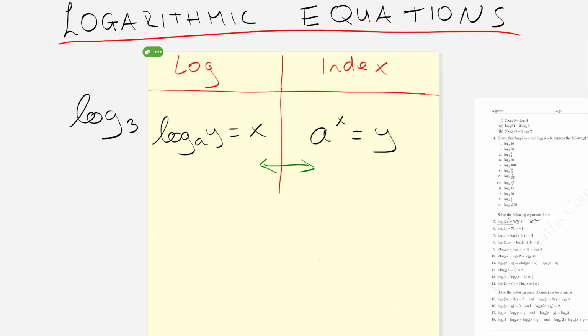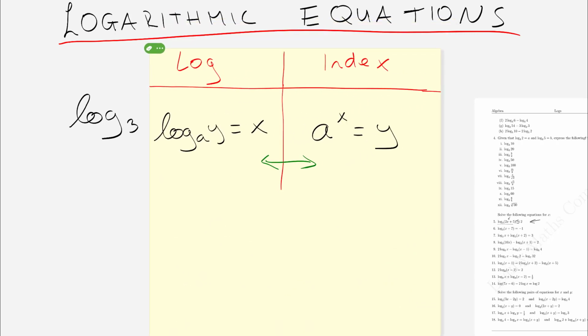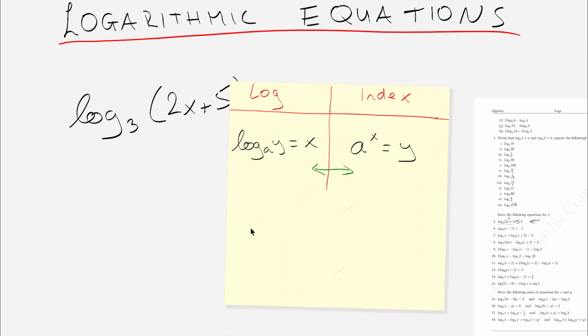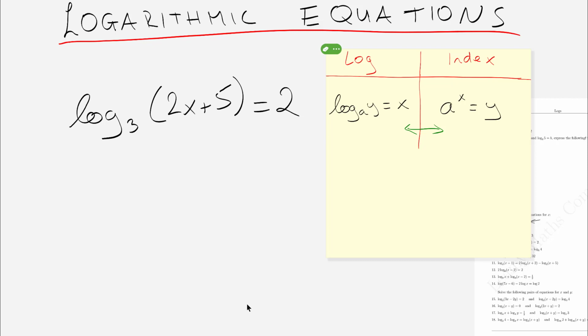We're going to use this rule that we looked at in the previous video, how to go from log format to index format. Remember, a to the power of x equals y. Applying that rule to what I have here to get rid of logs, I can simply say 3 to the power of 2 equals 2x plus 5.